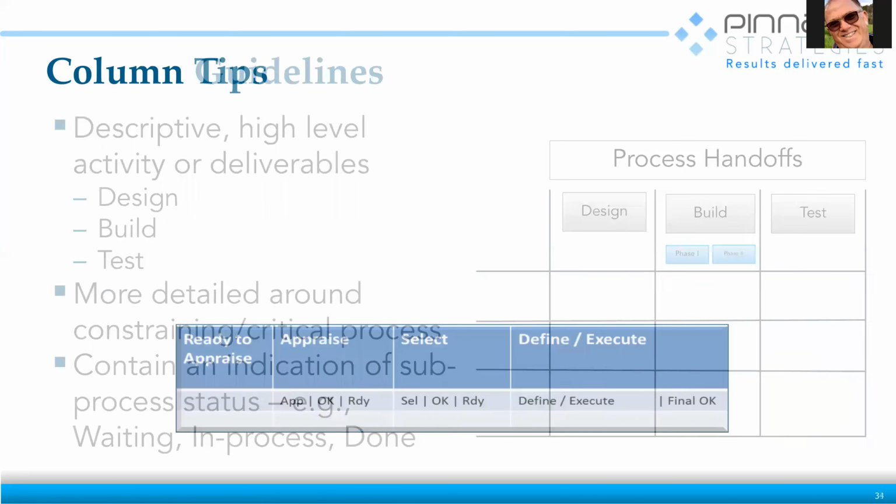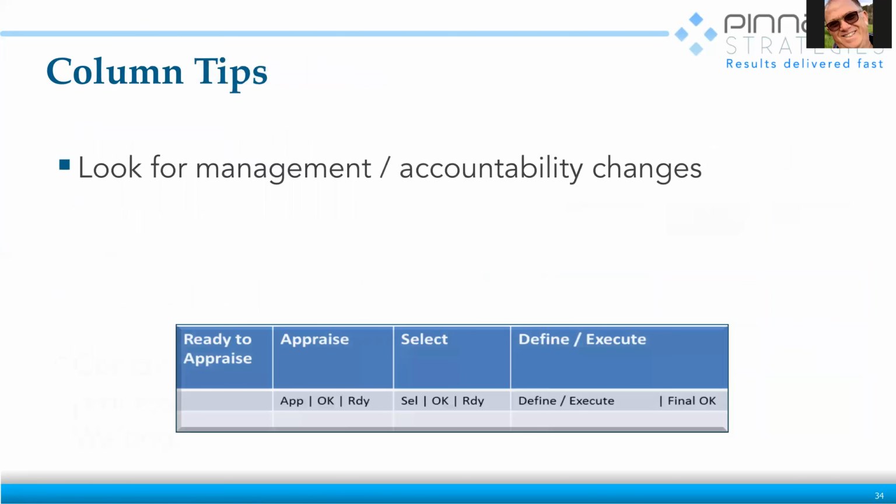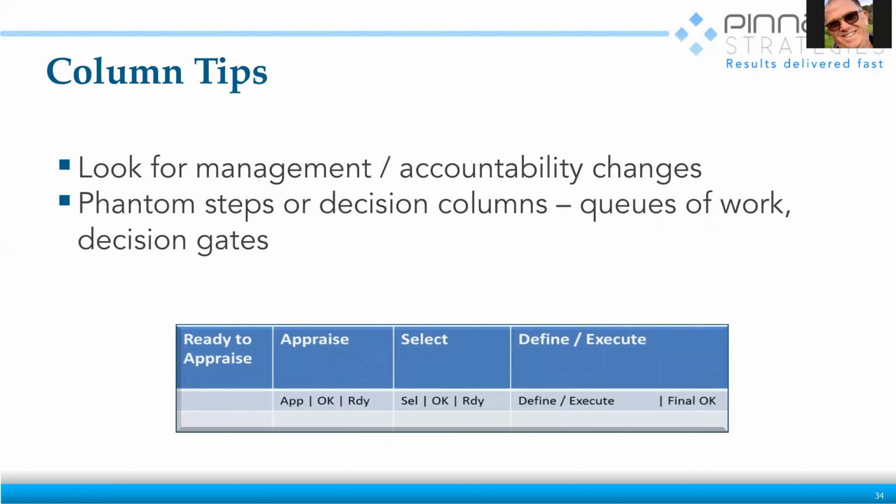All right. So some things to think about for doing your columns. Like I said, look for management or accountability changes. Sometimes you might want to have a phantom step, right, where there's actually no work, because I think the general rule for columns is if there's activity, it's a column. If it's a decision, it is not a column. However, sometimes the decision process, making a decision, is in itself a process, right? So, it might have to have 16 people sign off on a document or something like that.